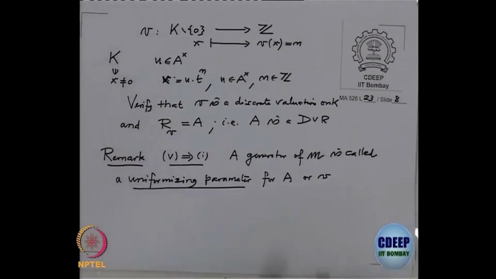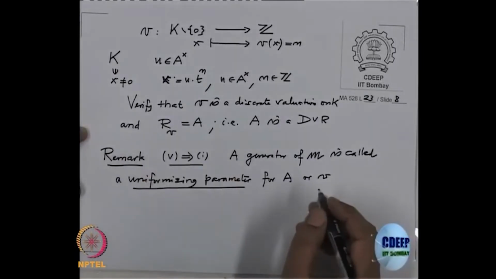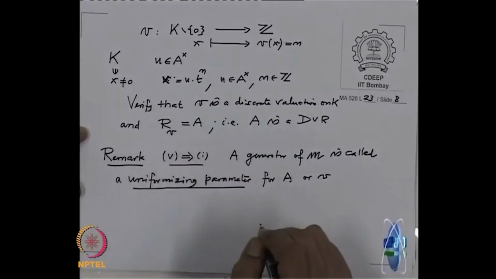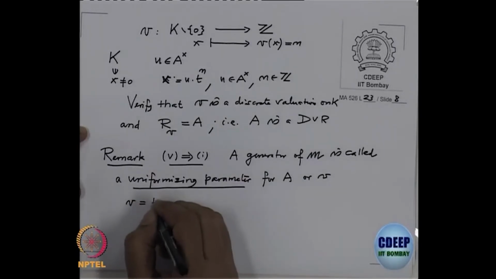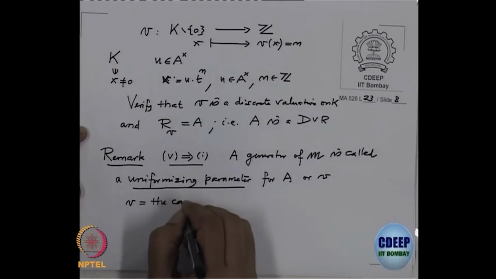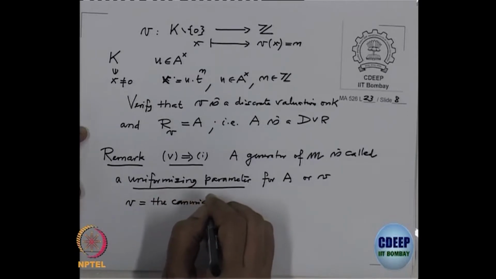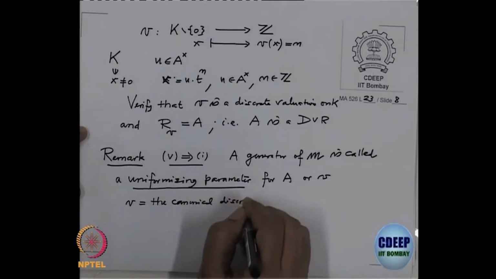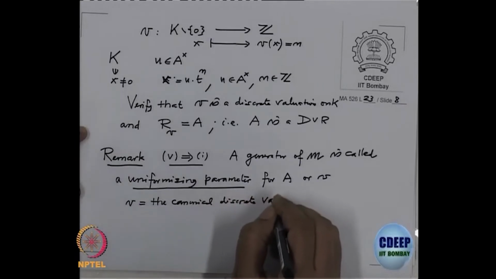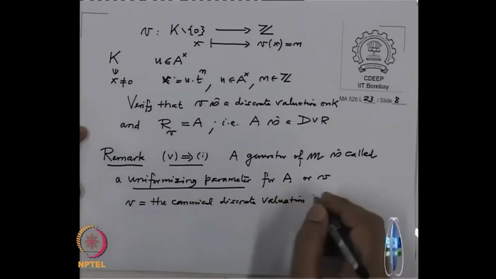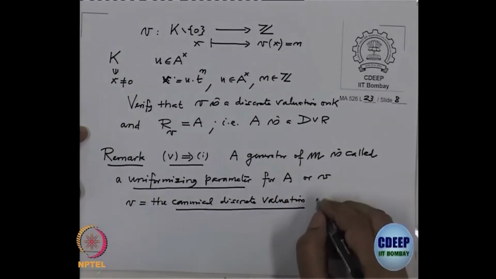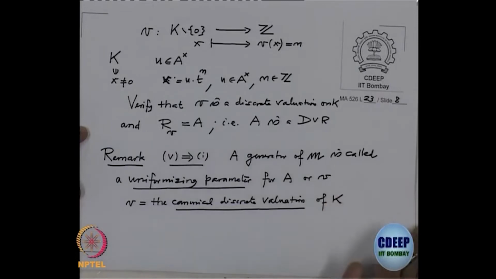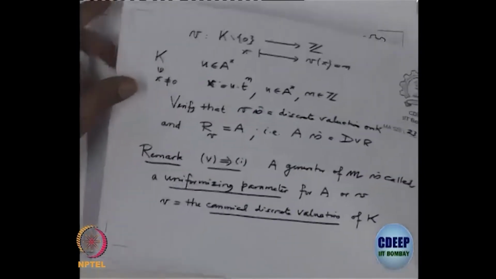Okay, so that valuation V is called the canonical discrete valuation of K. Okay, so let us deduce some corollaries.